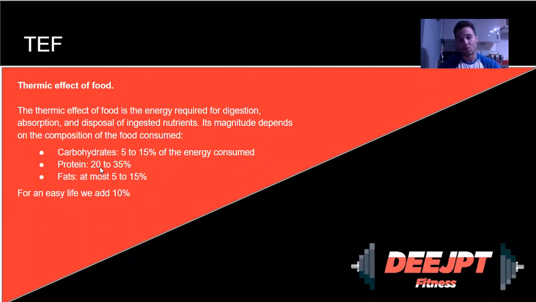And then proteins take 20 to 35% of the energy absorbed to be able to consume it. This is why diets like the Atkins diet and stuff work so well, because one, protein will make you feel really full really quickly, and two, it takes almost twice as much energy to break down protein as it does carbohydrates. So it's limiting then the amount of energy that goes into your system, even though you're feeling full. So for an easy way of life, we just add 10%. So that's the average of basically all of how a diet is going to be set up.